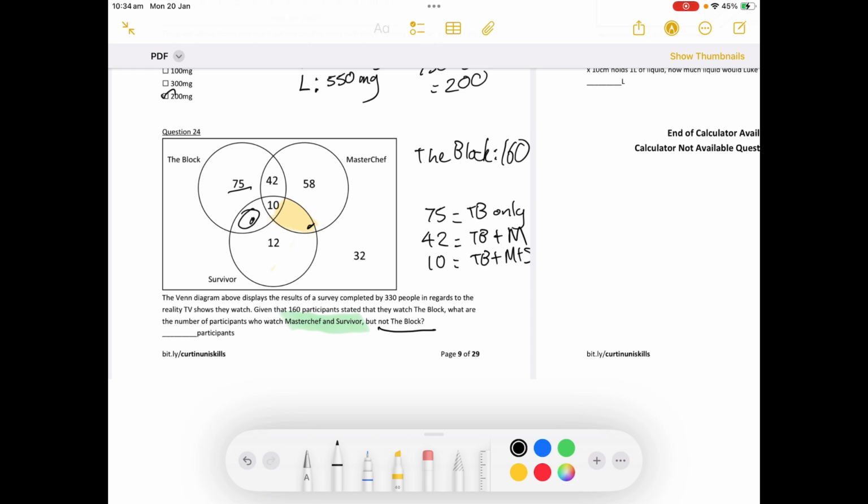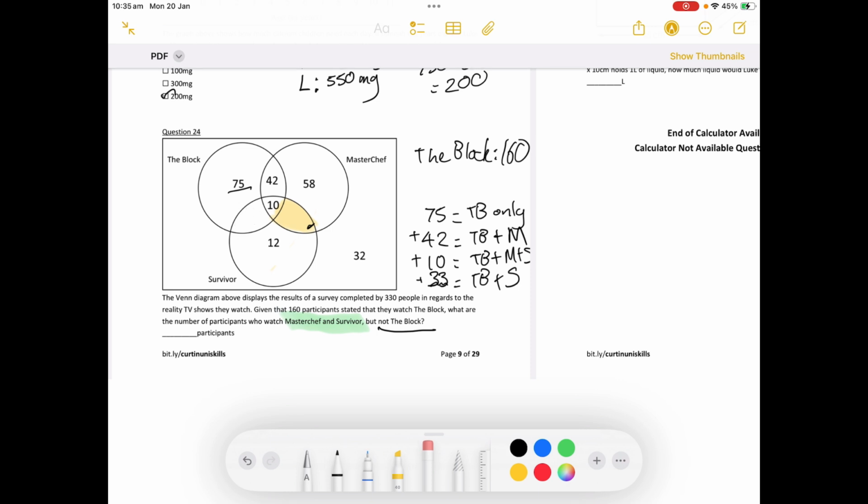So let's find out how many people watch The Block and Survivor, okay? So The Block, 160 people watched it. That means that 160 comes from the 75 plus 42 plus 10 plus this mystery number, okay? So we're working out what the mystery number is. So to do that, we're going to do all of these numbers added together, and we'll do 160 minus that. So 160 minus 75 minus 42 minus 10, that's going to be 33. So this missing number is 33 people. Okay.